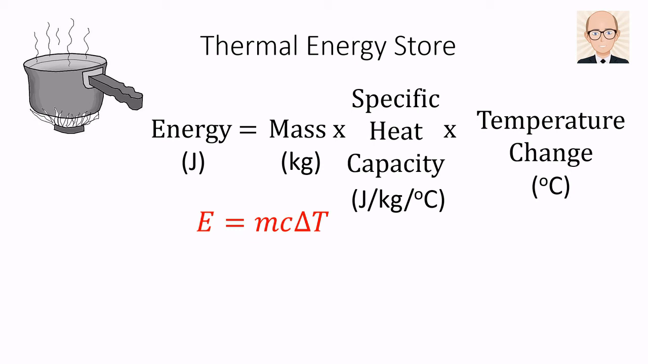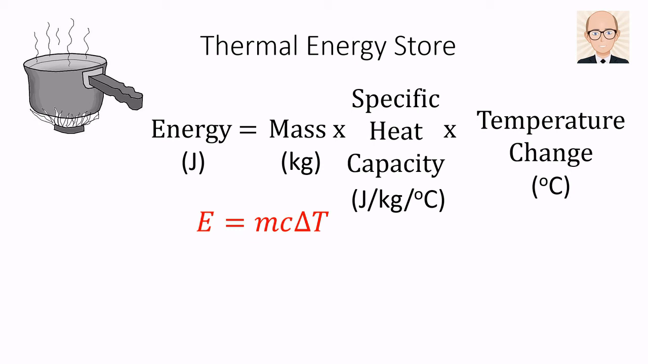Specific heat capacity is a property of a substance. It describes how quickly its temperature changes as we add or remove thermal energy to it or from it. The higher the specific heat capacity of a substance, the more energy you need to add to it in order to raise its temperature. Water has a high specific heat capacity, which is why it takes forever to boil your kettle, especially when you watch it.